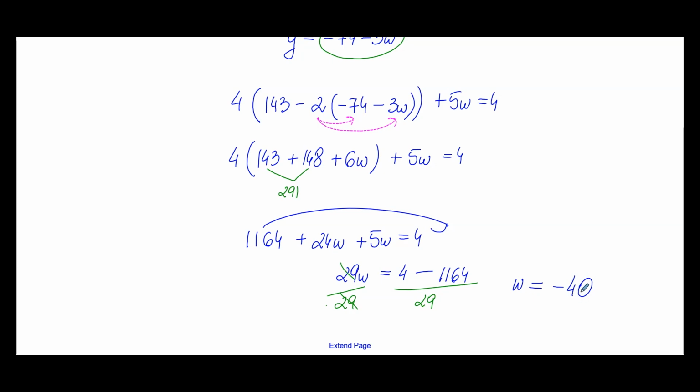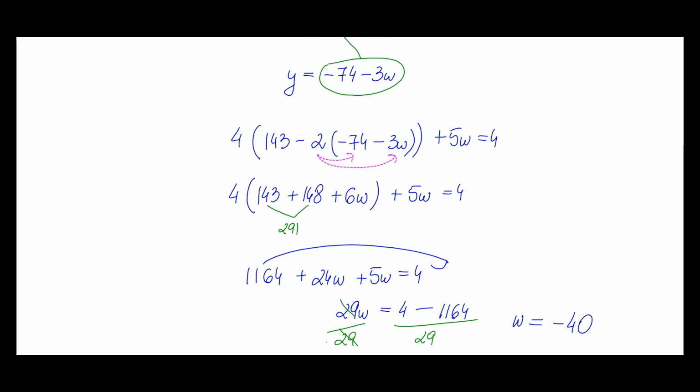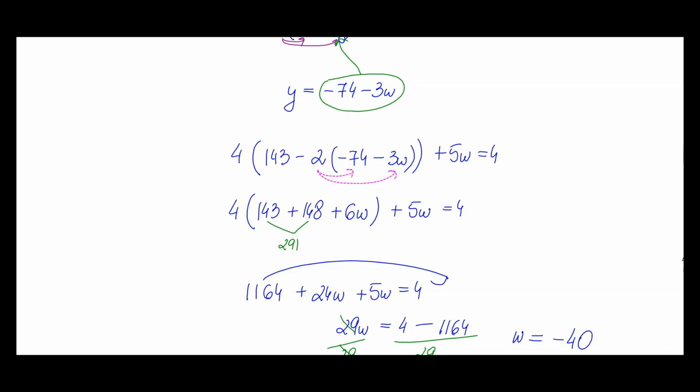Now that is not finished. We only found one letter. Let's go back now to find the rest. So here we already have an equation for y. Do I need to use this, or can I use any other one? Of course, I can use any equation I want, but this one is already ready for me. So y will equal minus 74 minus 3, and instead of w, now we put minus 40. And we put all of that in the calculator, press equal, and we get that y is 46.